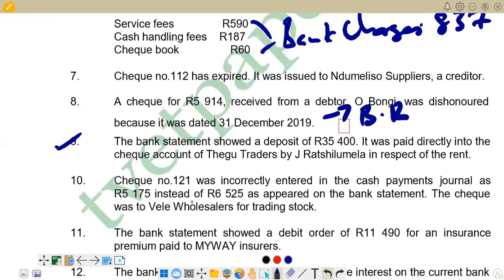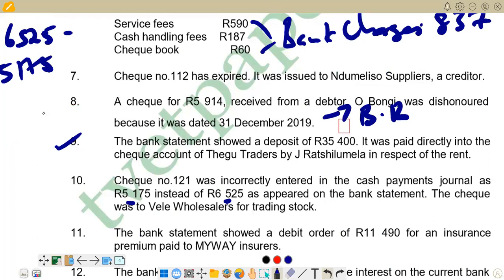So what does it mean? It means that the amount that we entered in the cash payment journal is lesser than the actual amount. This is a wrong amount, which is less than the actual amount of 6,525. So what does it mean? We have to enter the extra amount in the cash payment journal so that it reaches 6,525. So we're just going to find the difference, 6,525 minus 5,175.